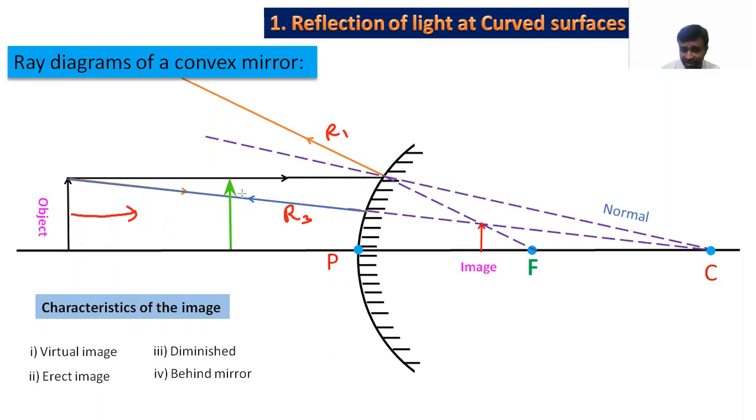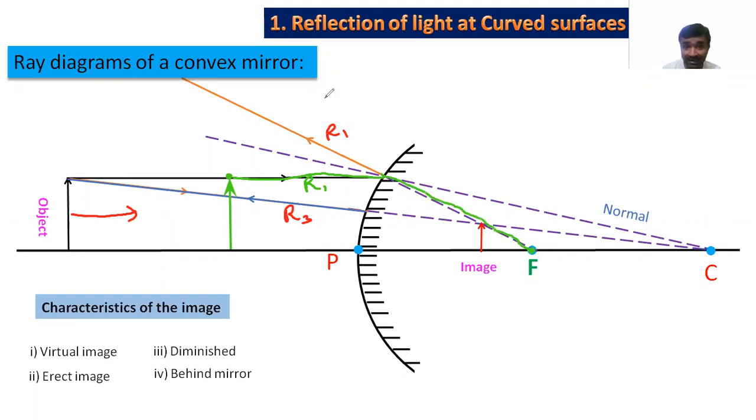So here, is there any change in the behavior of ray 1, R1? R1 is parallel to the principal axis, that is from the top of the object. So it maintains the same direction. So it appears to emanate from the focus. So no change in this behavior.